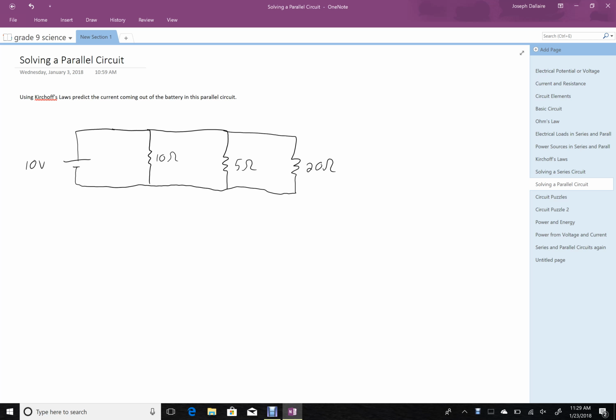Okay, in this video I'm going to talk about how to solve a parallel circuit. So again, we're going to use Kirchhoff's law to predict the current coming out of the battery and the voltages on these different resistors. The parallel circuit actually is a little bit easier to solve than the series circuit. In a way, we can think about this as if it's three separate circuits.